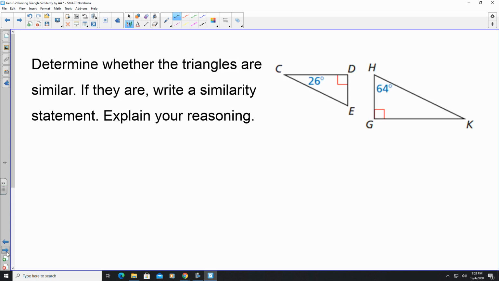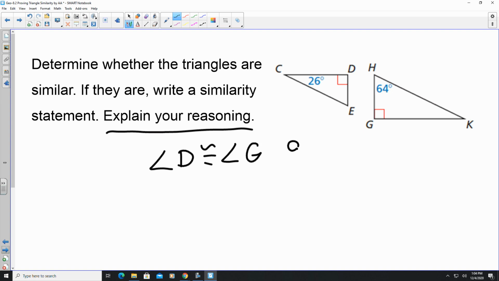So here they want us to determine whether the triangles are similar. If they are, write a similarity statement and then explain your reason. So the explanation in this case is, can we use the angle-angle similarity theorem to prove that these 2 triangles are similar? In order for us to figure that out, we have to see if we have 2 congruent angles. So right off the bat, we have 2 right angles. So I know that angle D is going to be congruent to angle G because they're both 90-degree angles.